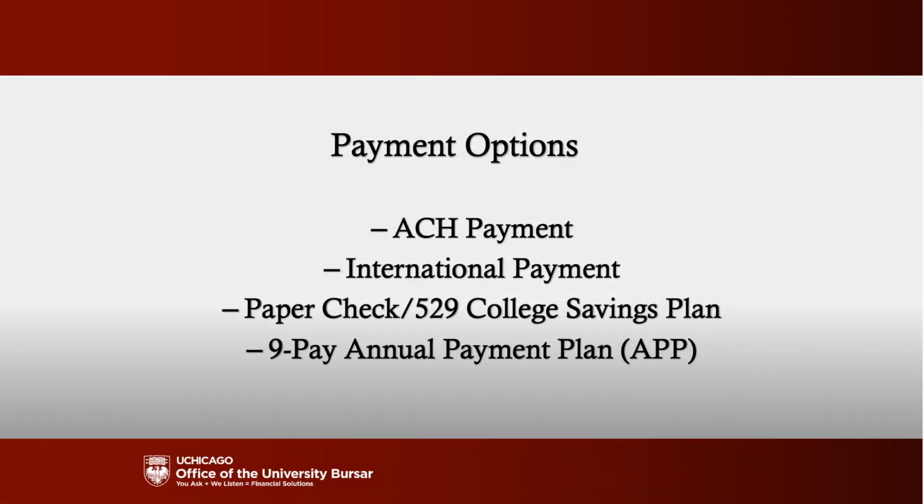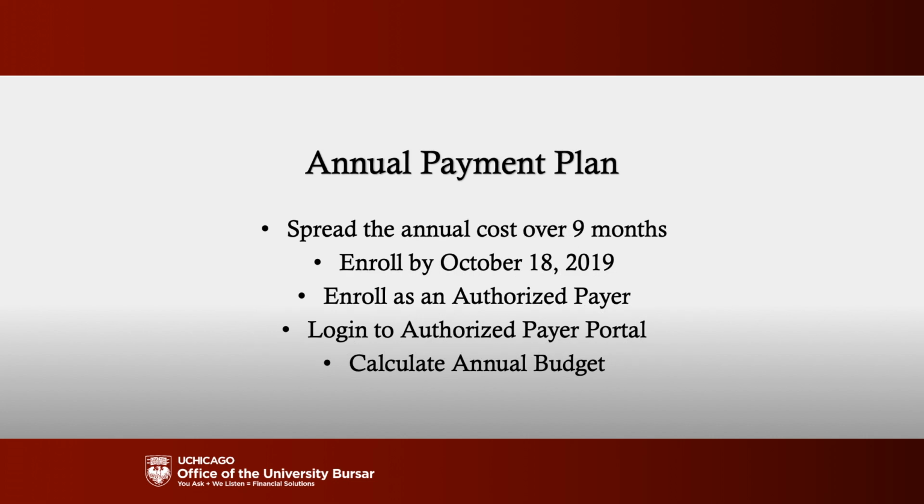And at the bottom is the net balance, accounting for the pending aid on the student's account. And a recap of our payment options: ACH payment, international payments, paper check, the 529 plan, and a 9-pay annual payment plan. The only fee that you will pay for the 9-pay plan is the $75 enrollment fee. It's spread, as I spoke before, over 9 months, and the enrollment ends October 18th. Authorized users have the capability to also make payments through this plan.